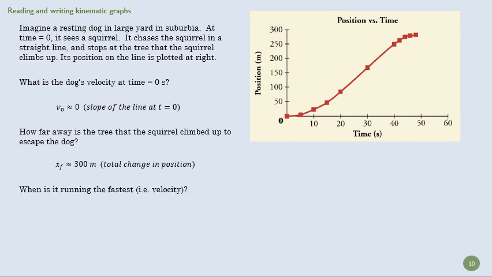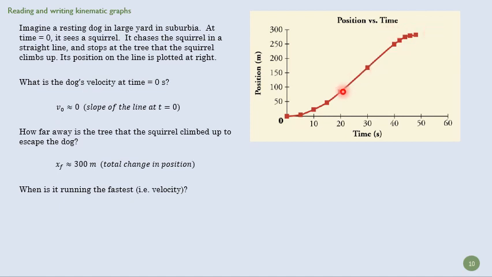When is it running the fastest? In other words, when is its velocity the highest? Well, remember this: the slope of the line of position is equal to velocity. So we're looking for the biggest slope, right? The slope is very small here, gets bigger here, it's big here, and then it starts to get smaller here, right? Our slope is kind of evening out, and the dog slows down and barks at the poor squirrel.